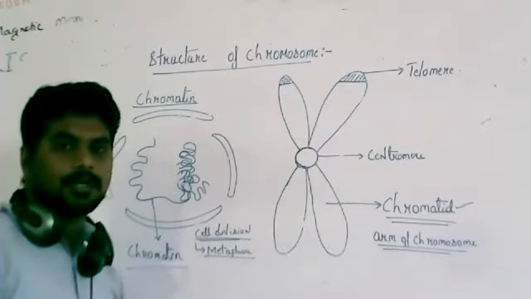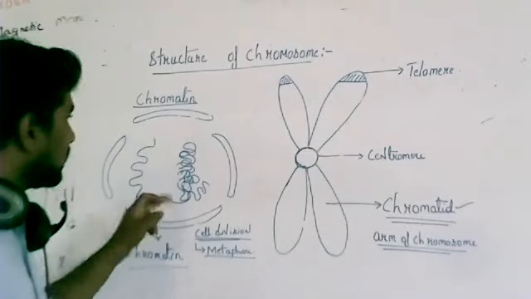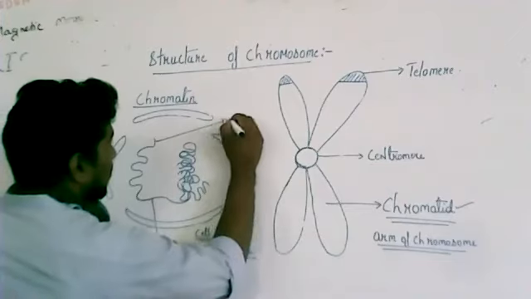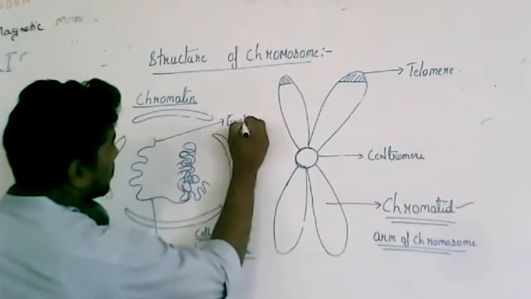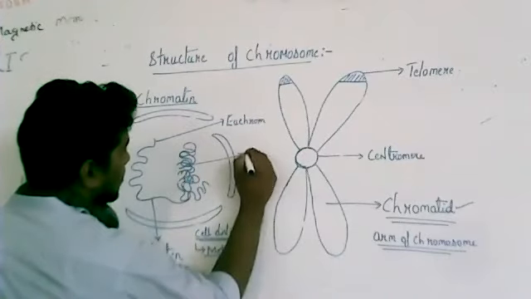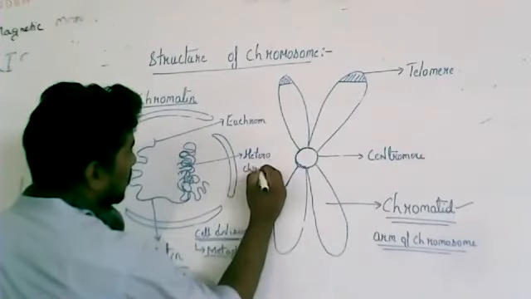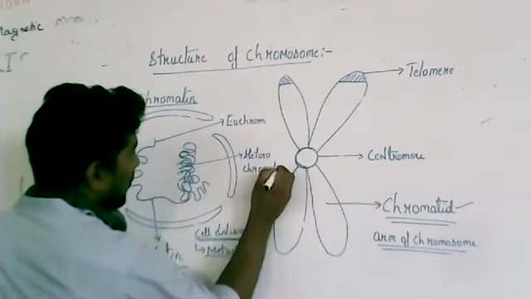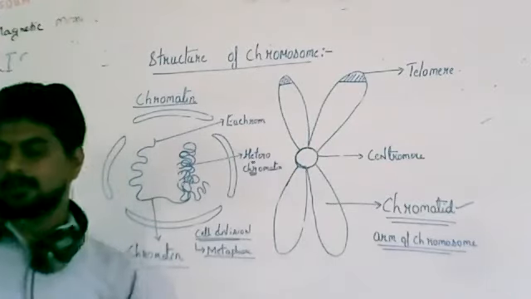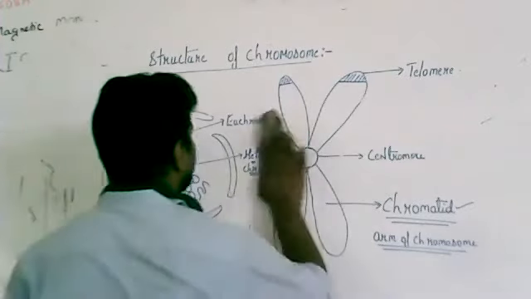The rest of the time, in the normal cell, you will find a structure called chromatin. There are two types of chromatin. If it is loosely arranged, it is euchromatin. If it is tightly arranged, it is called heterochromatin. So two different types of chromatin would be seen. Next, this was the structure of a chromosome.